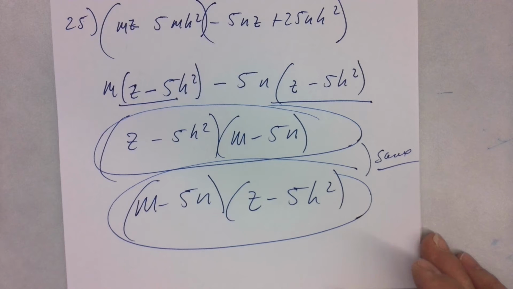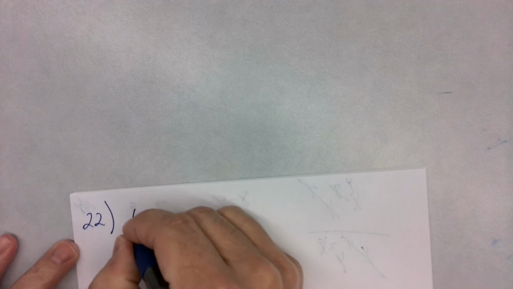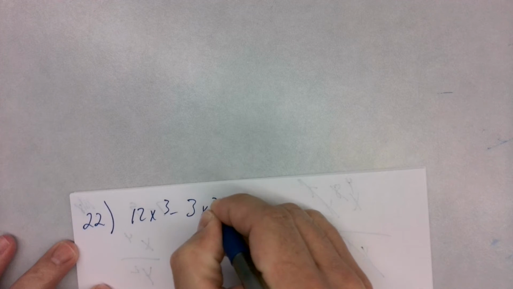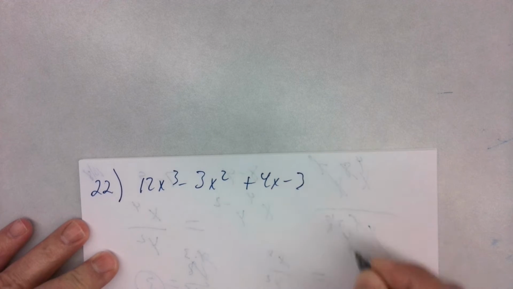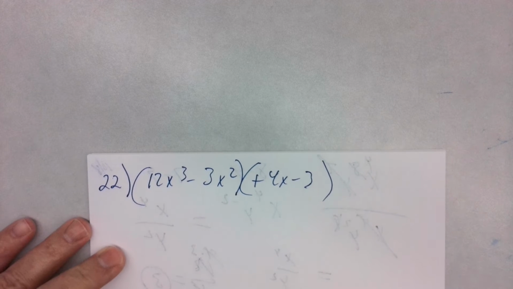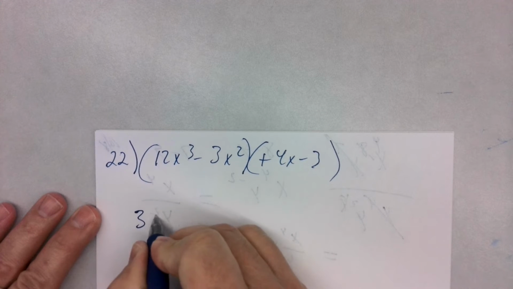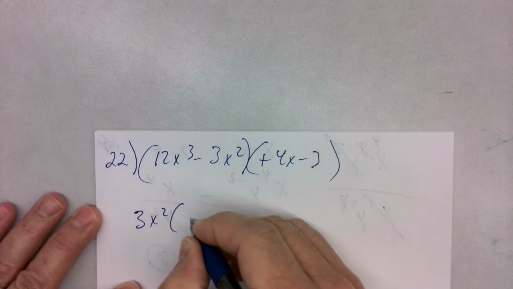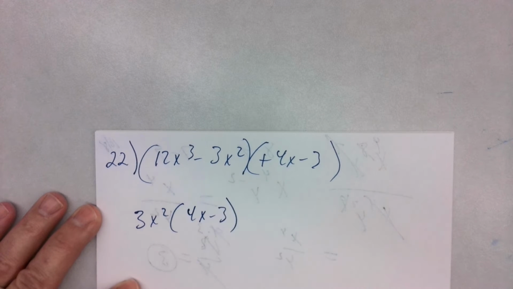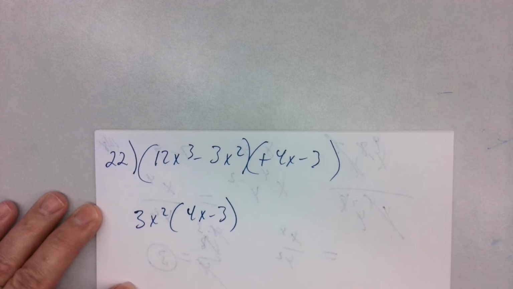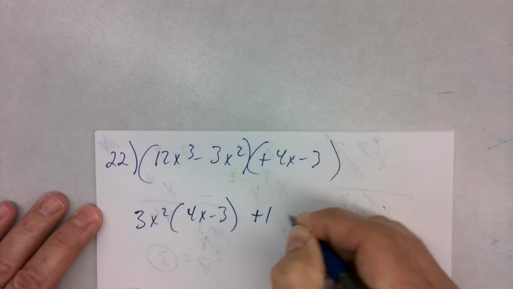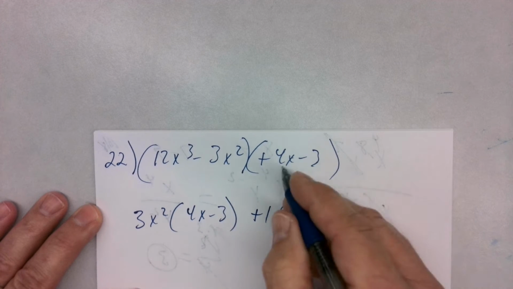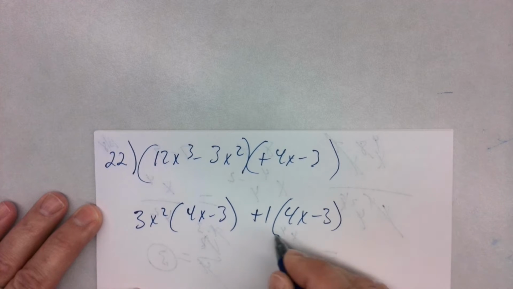Number 22. So I got 12x cubed minus 3x squared plus 4x minus 3, right? So I'm there, and there. Well, what comes out of the first two? 3x squared. 3x squared, and I'm left with 4x minus 3, right? Now, what you're doing is you're saying, well, I can't take anything out, right? But I can take a plus 1 out, because 1 times that is the same thing, right? Now this looks the exact same.